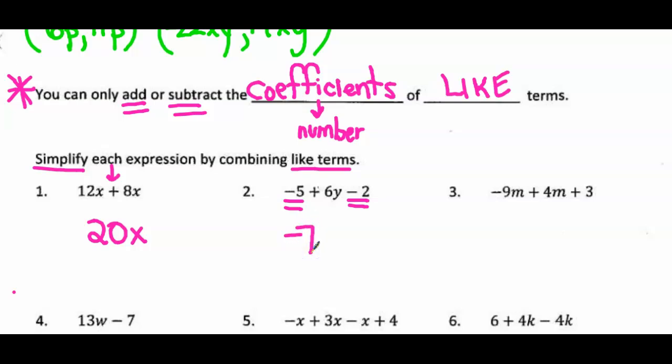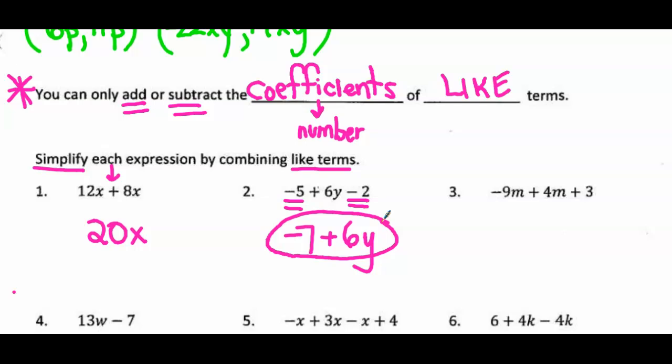Now we combine the like terms, but we can't forget to carry down the plus 6y. And you stop there and don't go any further because negative 7 and 6y are not like terms.